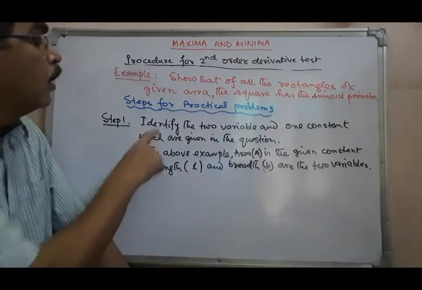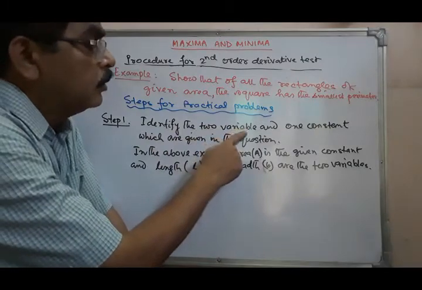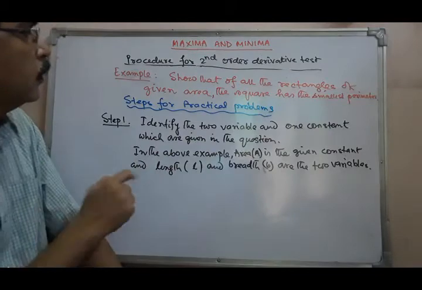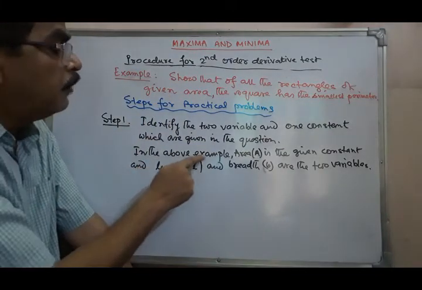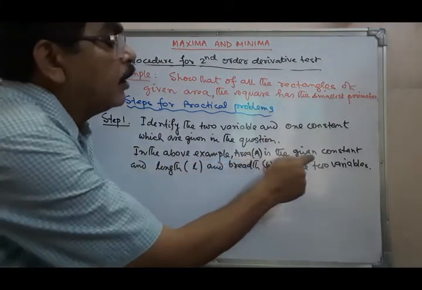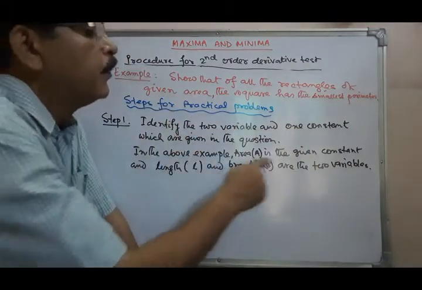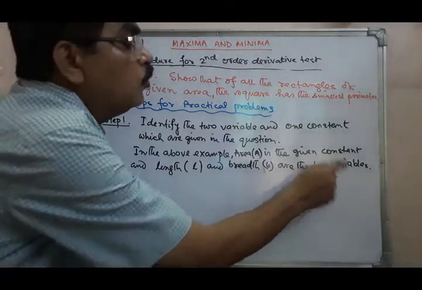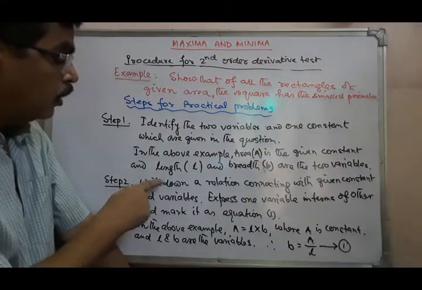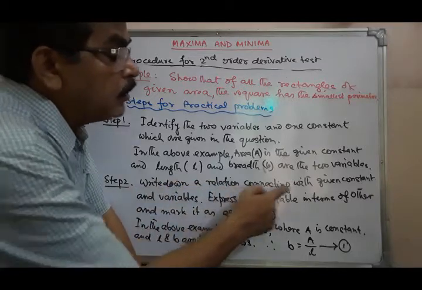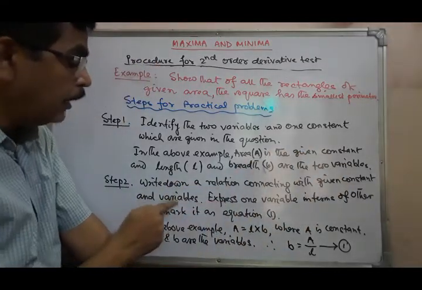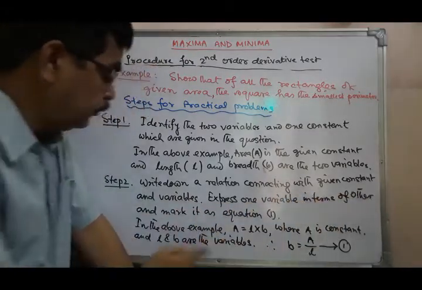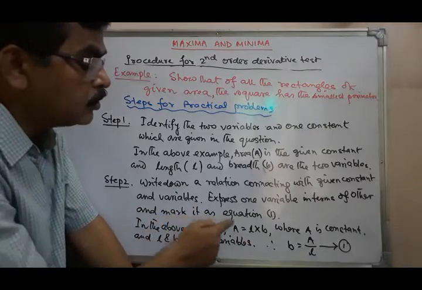Step 1. Identify the two variables and one constant which are given in the question. For example, in the above example, area A is the given constant because you are given the area, and length L and breadth B are the two variables. Step 2. Write down a relation connecting the given constant and variables. Express one variable in terms of the other and mark it as equation 1.